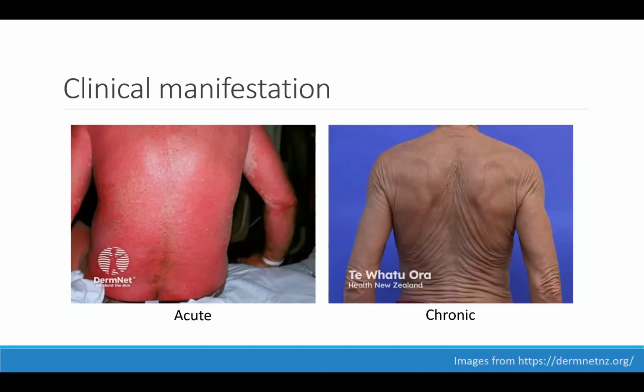So you can appreciate on the left, it's bright red, with extensive involvement of the skin. And over time, it becomes chronic, which is thickened with a different type of scaling, which is more lamellar.